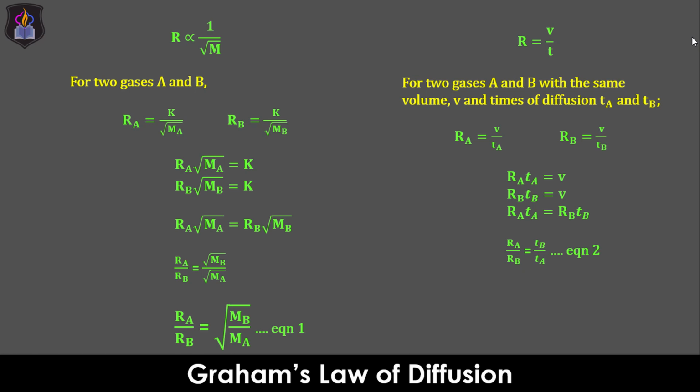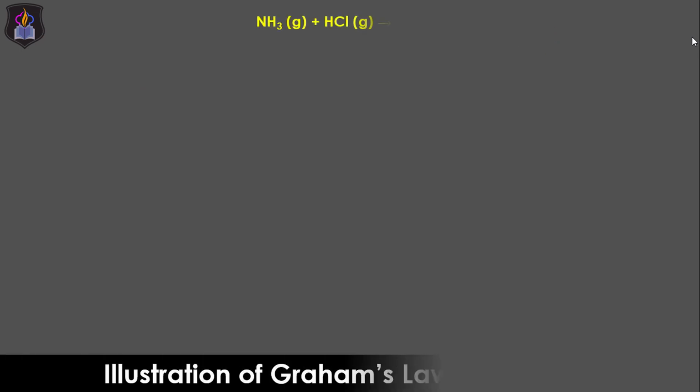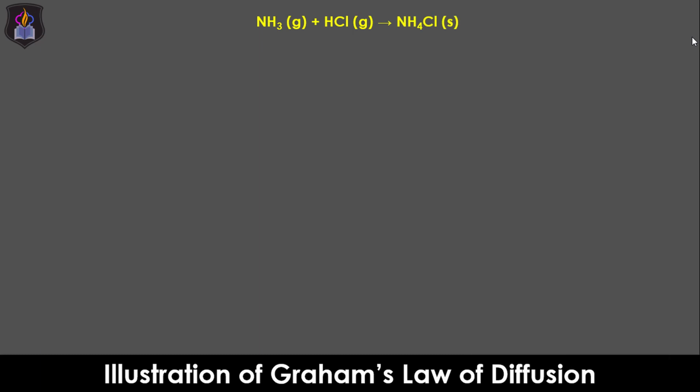A combination of equations 1 and 2 gives the law in terms of rates of diffusion, relative molecular mass, and the time of diffusion. You can always use any two relationships out of these three to solve problems on Graham's law. Let's illustrate Graham's law of diffusion using ammonia and hydrogen chloride gases.